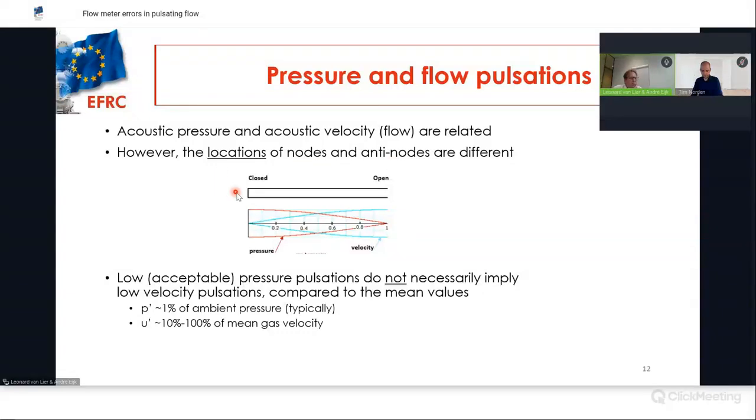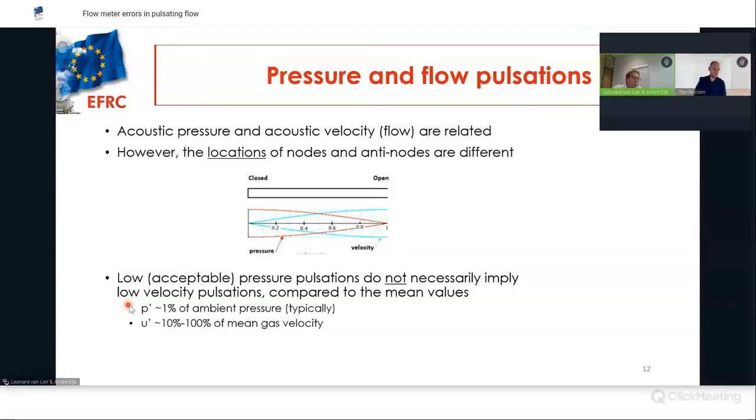For example, if you have a closed-open pipe configuration, like a side branch, you will see that the pressure pulsation amplitude will be maximum at the closed end, and the pressure amplitude at the open end will be minimal, 0. But the velocity fluctuation is exactly the opposite. The velocity fluctuation will be 0 at the closed end and will be maximum at the open end. So keep in mind that this standing wave pattern for pressure is really different than the standing wave pattern for velocity. And what's also important to note is that even if you have low acceptable pressure pulsation levels, that does not necessarily mean that the velocity pulsations are low compared to the mean value.